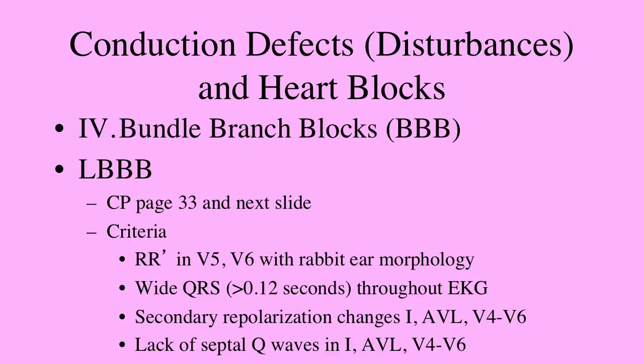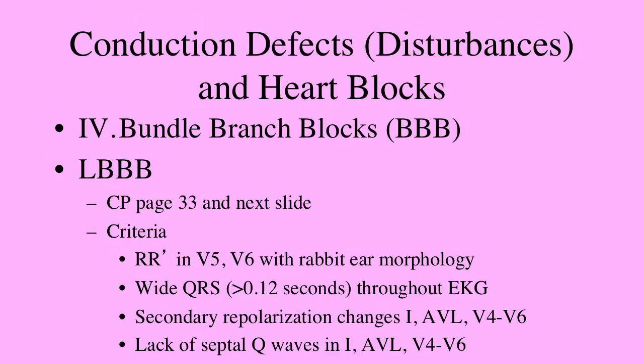It also has a wide QRS complex, usually greater than 0.12 seconds, which would be greater than 3 small boxes throughout the EKG. Secondary repolarization changes, or ST-T wave changes. Again, that means ST segment depression, T wave inversion, usually found in leads 1, AVL, and then often V4 through V6. Now, in the example on page 33, it's just V5, V6, and 1 in AVL, but it could be most of those leads. There's no septal Q wave in 1, AVL, and V4 through V6, and you can see that again on page 33 in the course pack.